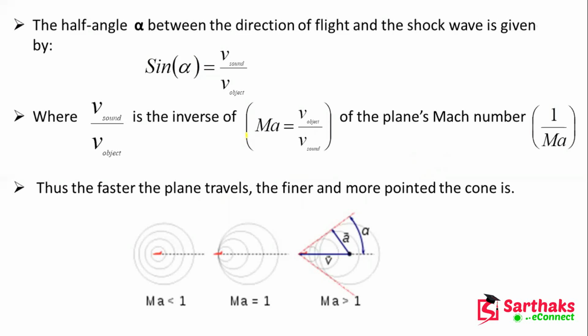So sine alpha equals V sound by V object. It is the ratio of V sound by V object, where alpha is the half angle between the direction of the flight and the shock wave. Here you can see alpha. So it is the inverse of Mach, and Mach is V object by V sound. So the plane's Mach number is 1 by sine alpha. Thus, the faster the plane travels, the finer and more pointed this cone is.